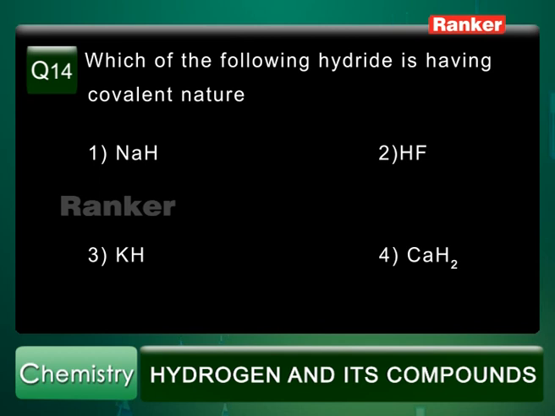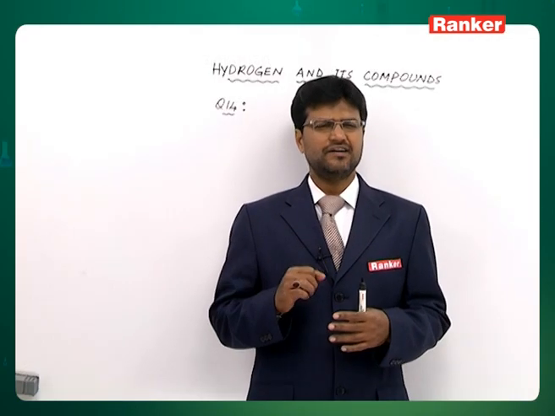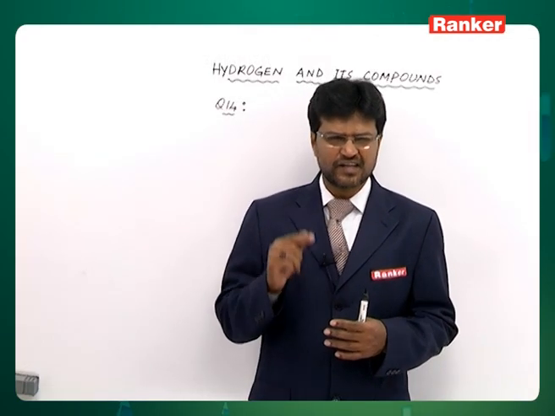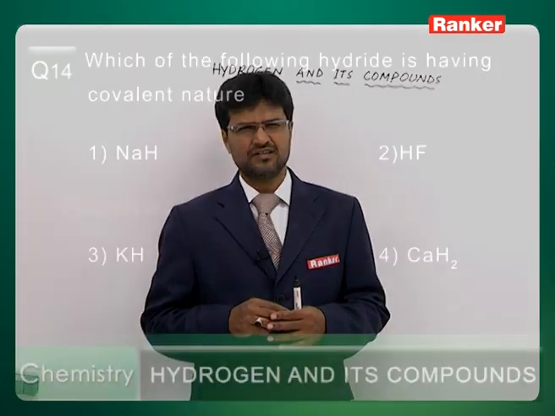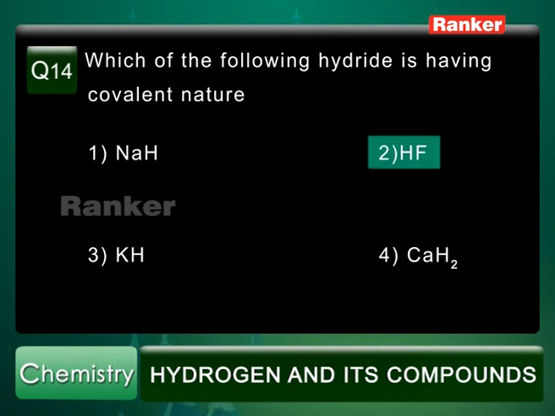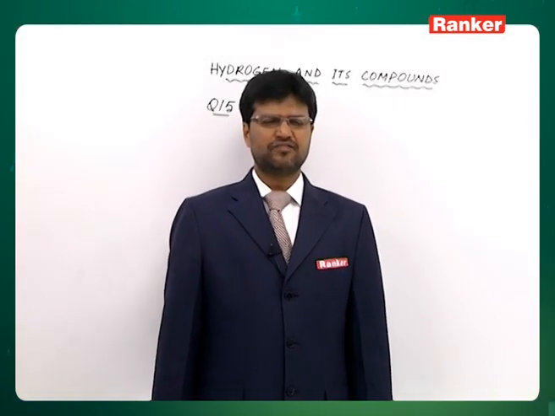If you look at the second option HF, there is a combination between two non-metals, hydrogen and fluorine. Such a compound is expected to be covalent. So the correct answer is second option HF. HF is a covalent hydride. The other three, NaH, KH and CaH2, are ionic or saline hydrides. Answer is second option.